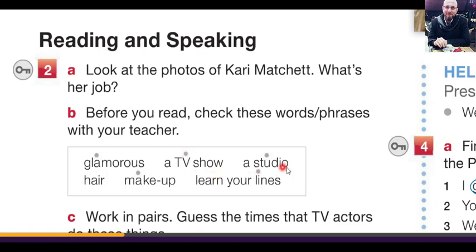And a studio, the place where people make a film. Hair, okay, makeup, of course, you know, makeup, and learn your lines. Your lines is like the scenario.